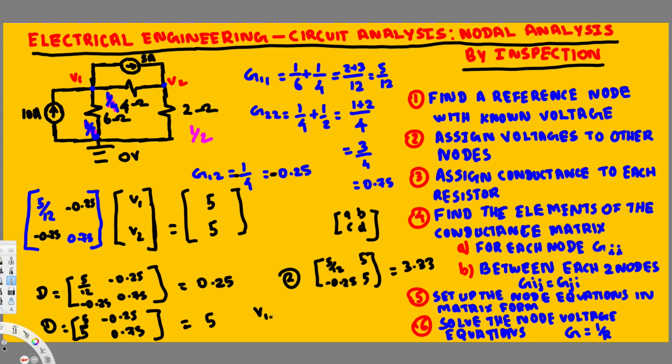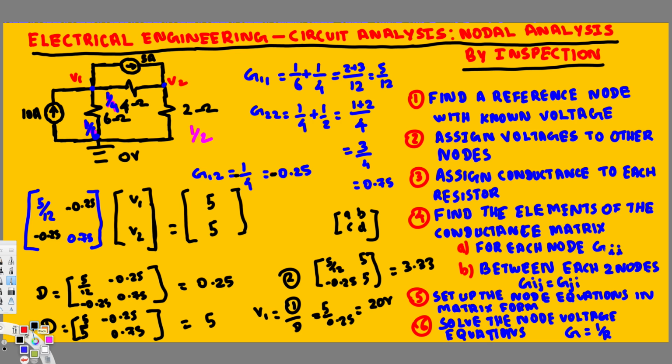Now to find V1, we take the first determinant, the determinant when we swap with the first column, and divide by the original determinant. That's going to be 5/0.25. And if you calculate, that's going to give you 20 volts. So V1 is 20 volts.